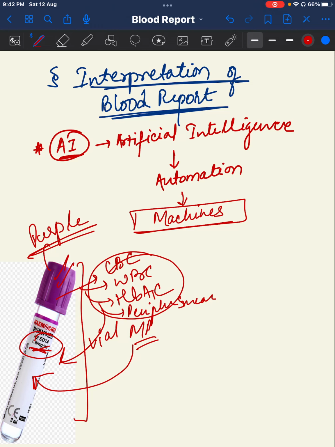So there are certain particular things you need to take care of when you're having this sample, and maybe in a future class we'll be discussing them in detail. So first things first, this sample collection is a must.